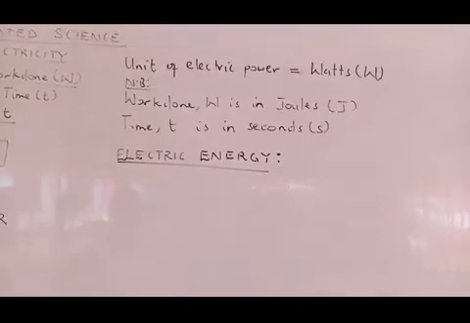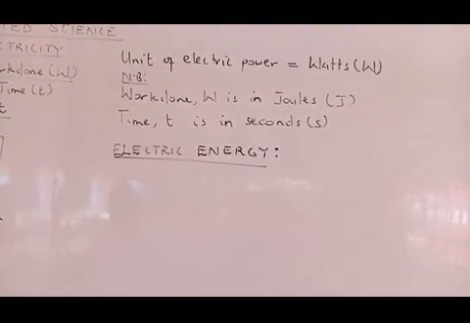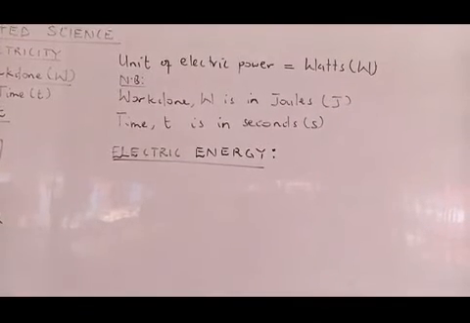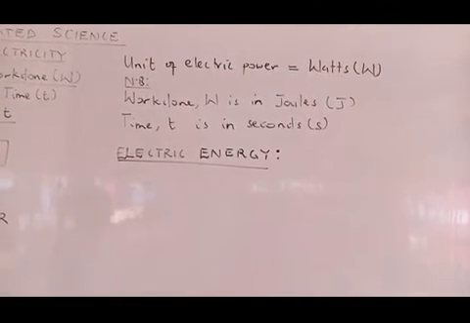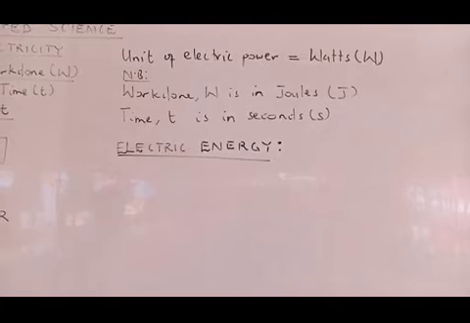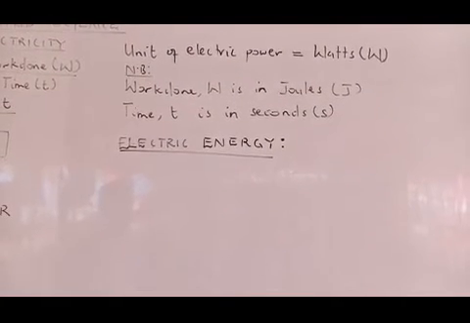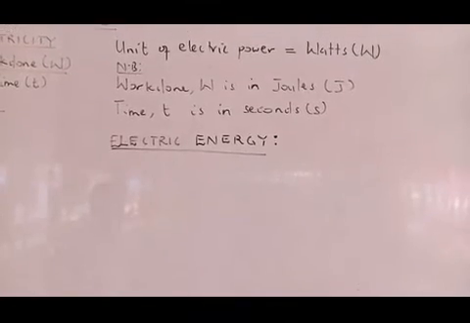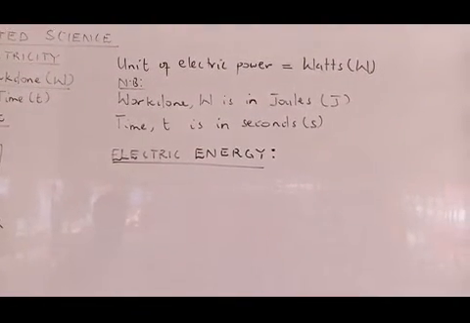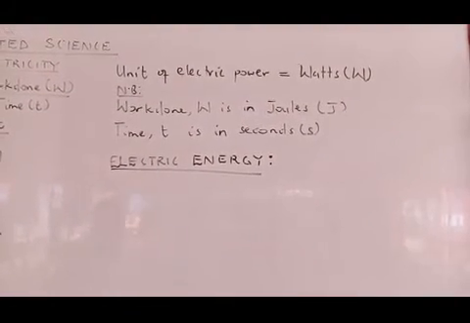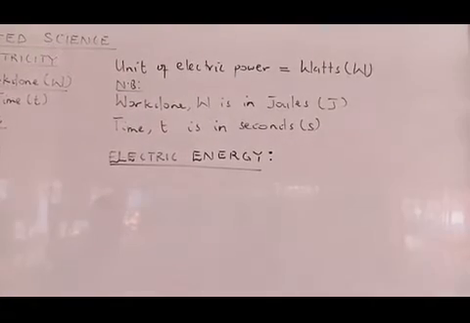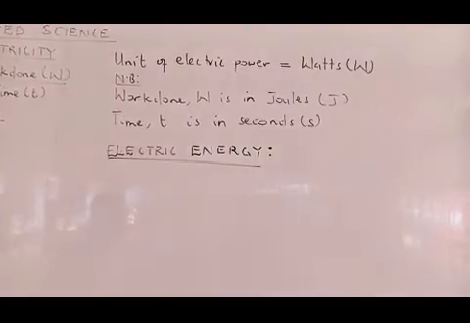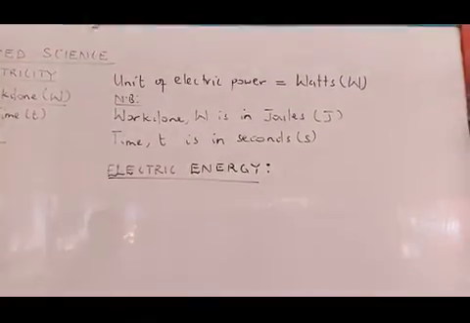Electric energy. We say electric energy is the energy that is supplied by generating a power of 1000 watts in 1 hour. So when a power of 1000 watts is generated in an hour, the energy that is supplied is what we refer to as electric energy.